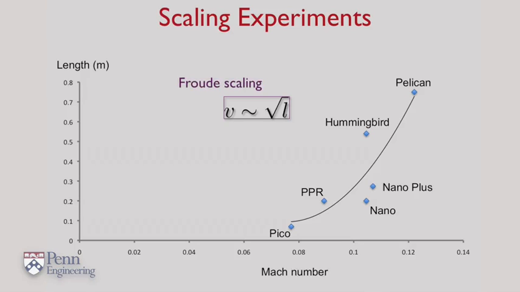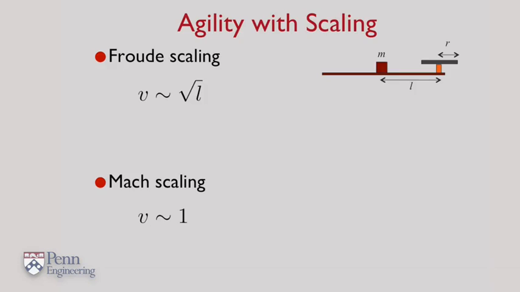This paradigm is often called Froude scaling. In contrast to that, in aerodynamics, there's a different paradigm called Mach scaling. So Froude scaling suggests that the blade tip speed goes as the square root of length. Mach scaling suggests that the blade tip speed is roughly constant, independent of length.